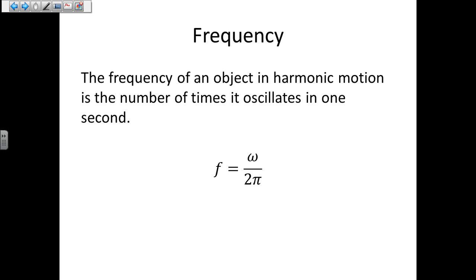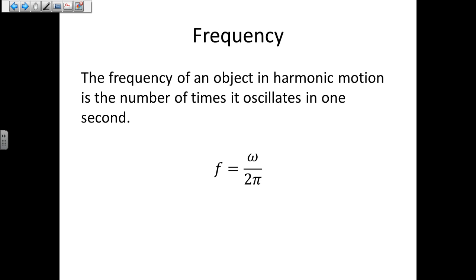Now our frequency is 1 over the period. It's the reciprocal of the period. It's equal to omega over 2 pi. So they'll talk about, this object has a certain frequency. Well, basically what we want to do is find omega from that. It's the number of times that it oscillates in 1 second.